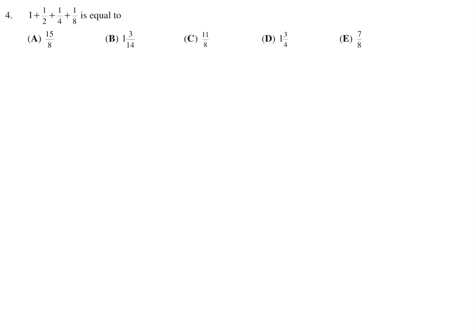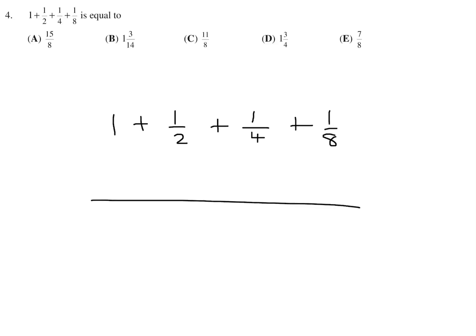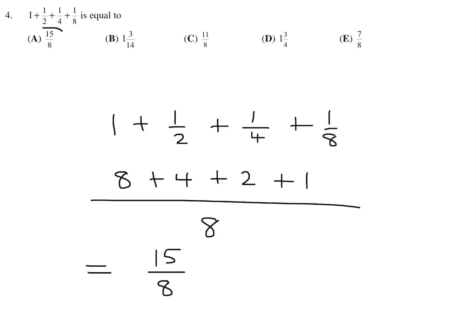1 plus a half plus a quarter plus an eighth is equal to, all right? So this, as always, you will need a common denominator. And our common denominator, we can make it 8. So this becomes 8, 4, 2, and this remains 1. And therefore, 8 plus 4 plus 2 plus 1 is 15, all over a denominator of 8. So the answer here is A.